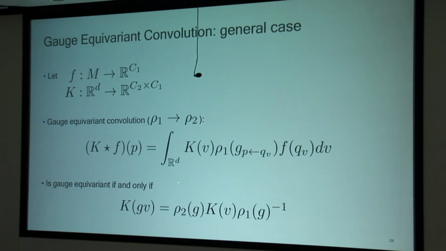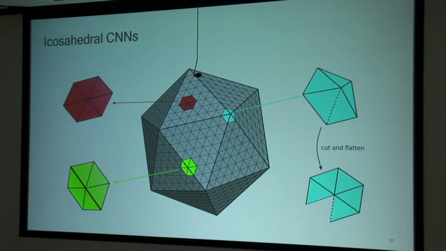And this is equivariant if and only if your kernel satisfies this constraint, which says that if you rotate the kernel, you get the original kernel except conjugated by these two transformations on the input and output sides. All right, so that's pretty abstract. It's probably best to read the paper if you want to really understand it. But let's look at an example.